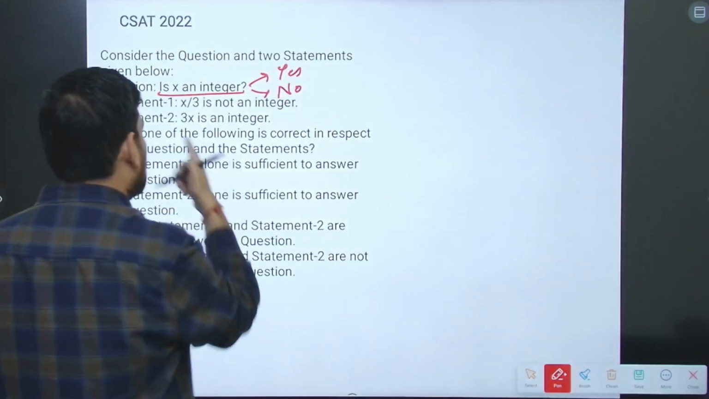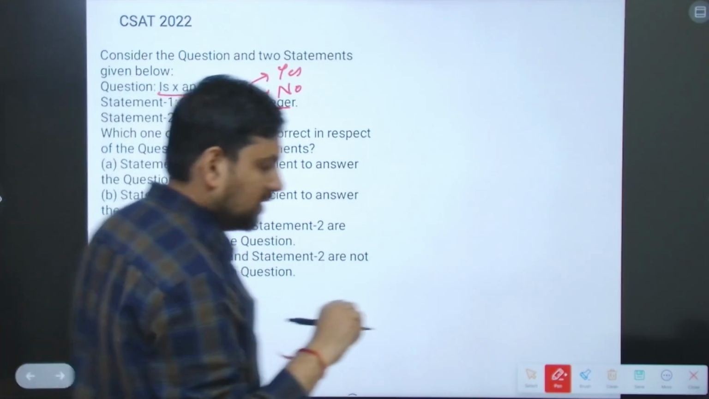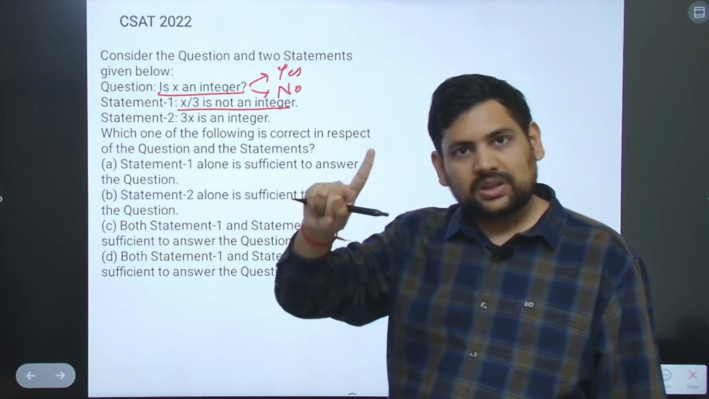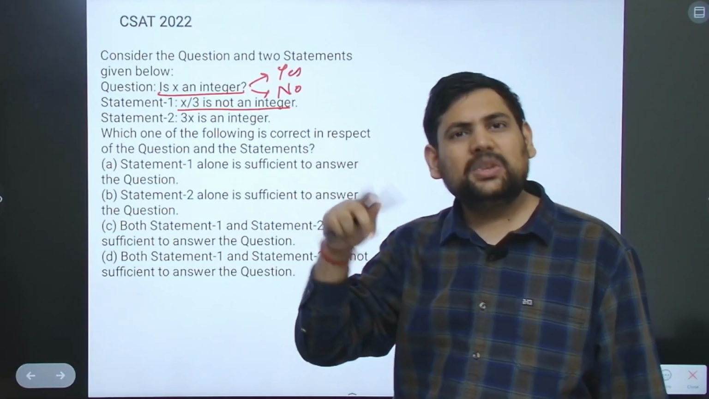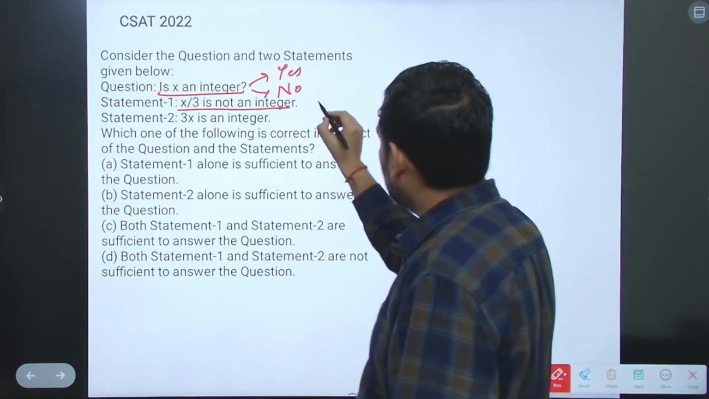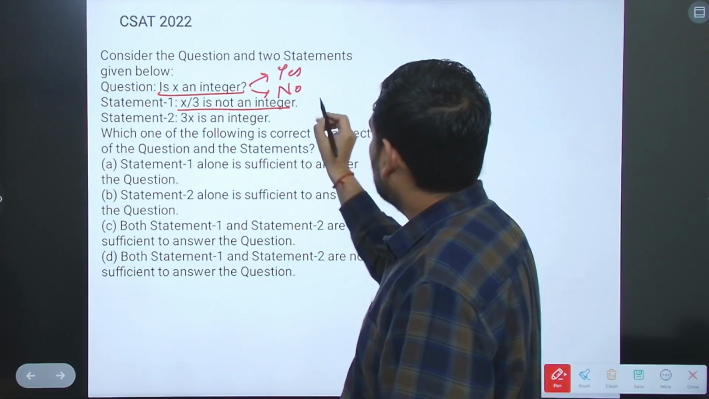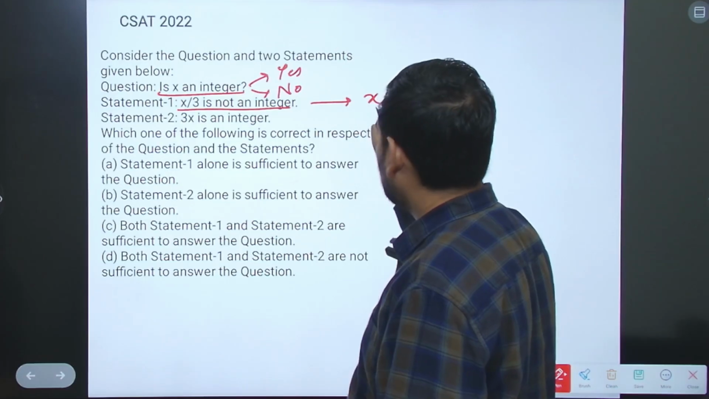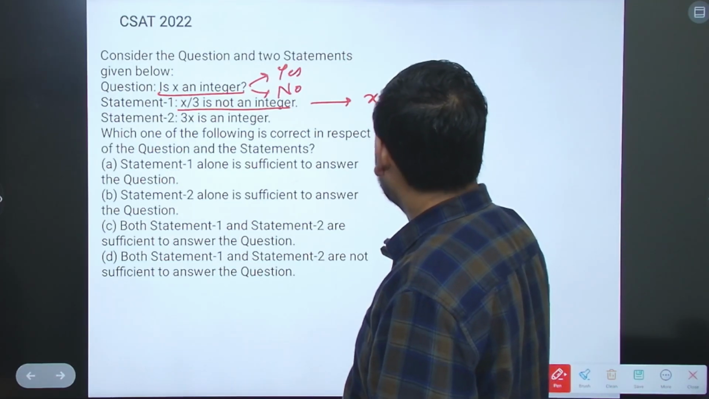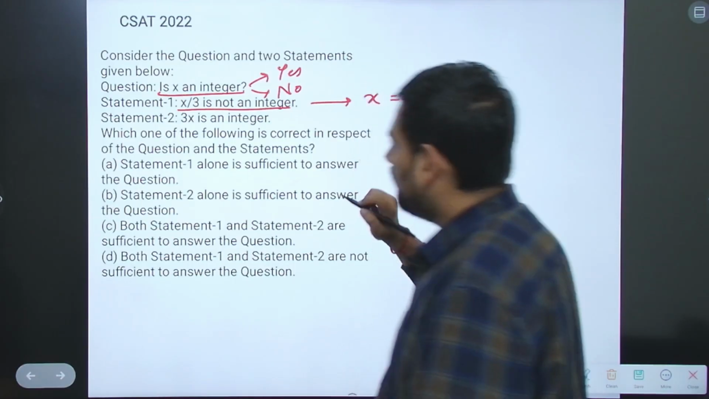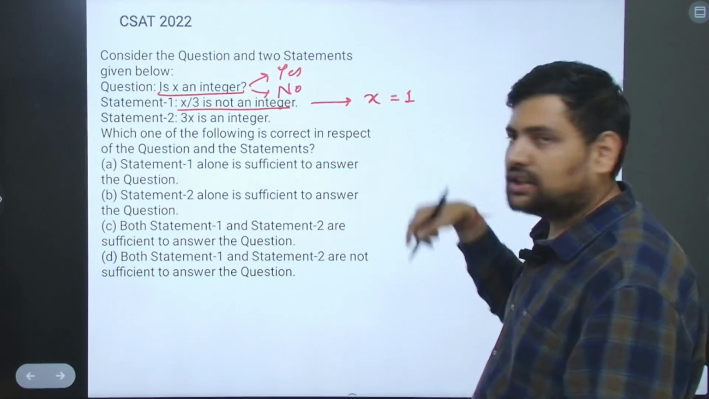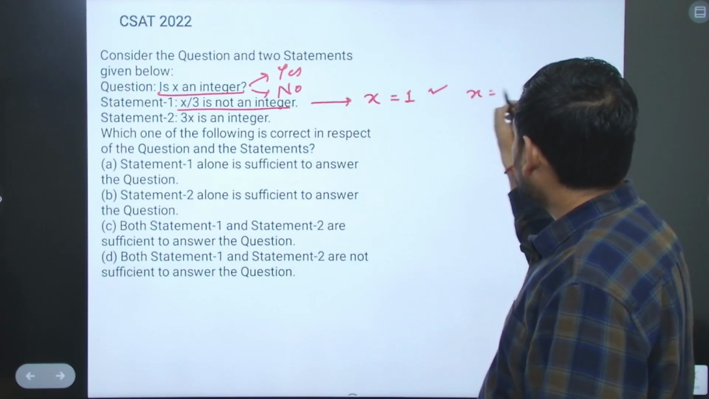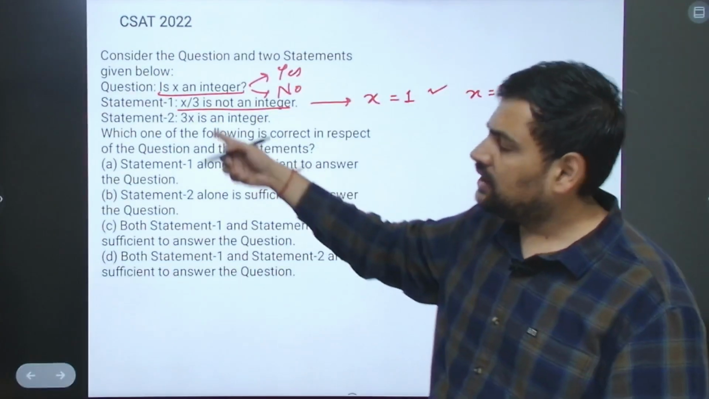So X is an integer. Now statement 1 is X by 3 is not an integer. If X by 3 is not an integer, is there only one possibility for X, or are there two possibilities, that X may be an integer, may not be an integer? So for disproving, I give you two values. See, first value that I take is, let's say X by 3 is not an integer. Okay, so let's take X is equal to 1. Now X is equal to 1, this is an integer, correct? And X by 3 is not an integer, this is satisfying. But X is equal to 1 by 3. Now X is equal to 1 by 3, then X by 3 will be equal to what?